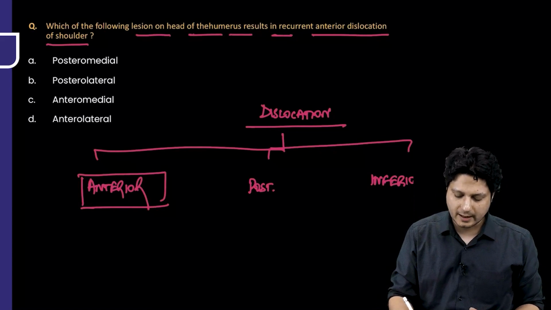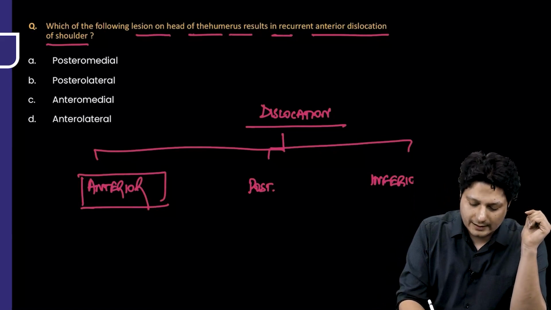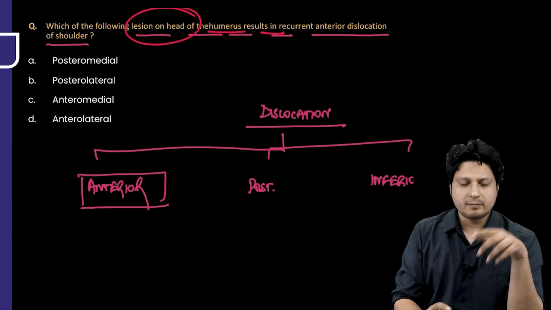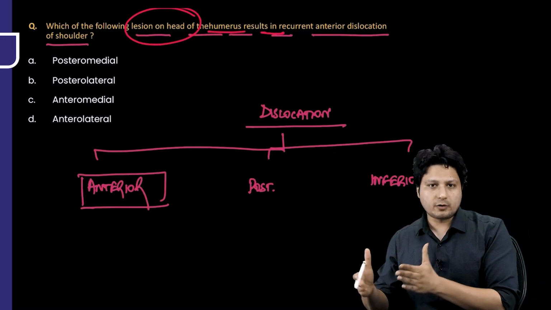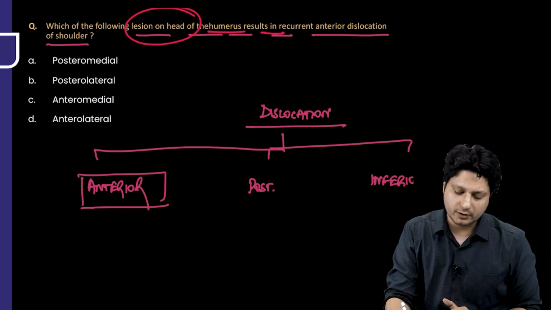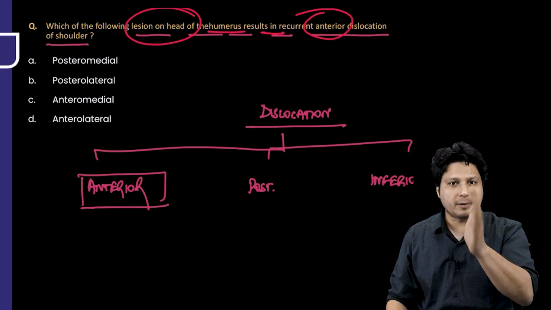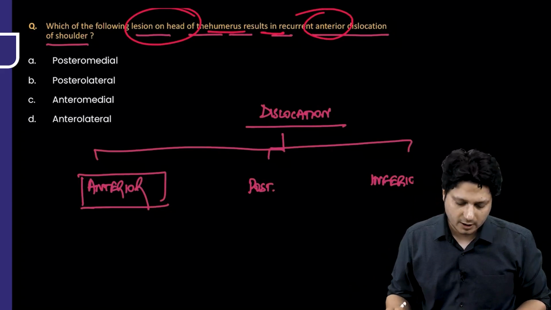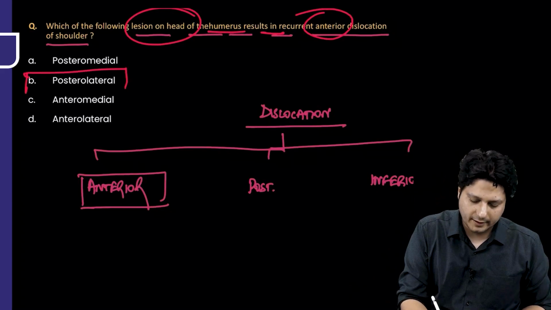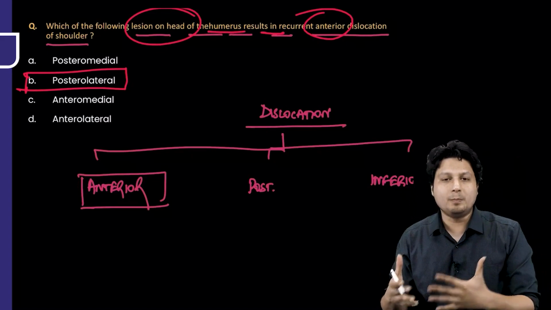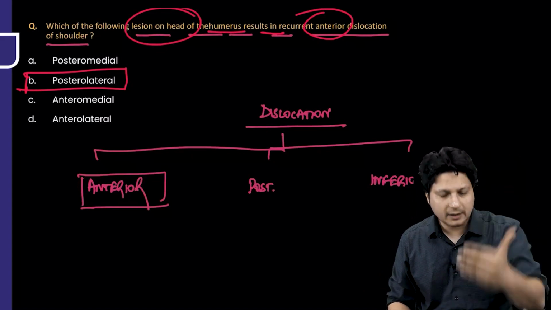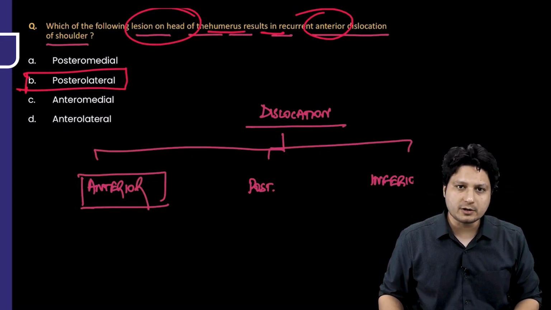Next sample question is, which of the following lesions on the head of the humerus results in recurrent anterior dislocation of the shoulder? Where in the humerus will the depression happen? The answer for that question is posterolateral. You are already aware, there is no need to struggle among the options. All right, the answer for that question is posterolateral. So hopefully you will be able to solve every question asked in relation to this very important topic, that is dislocation of the shoulder joint.